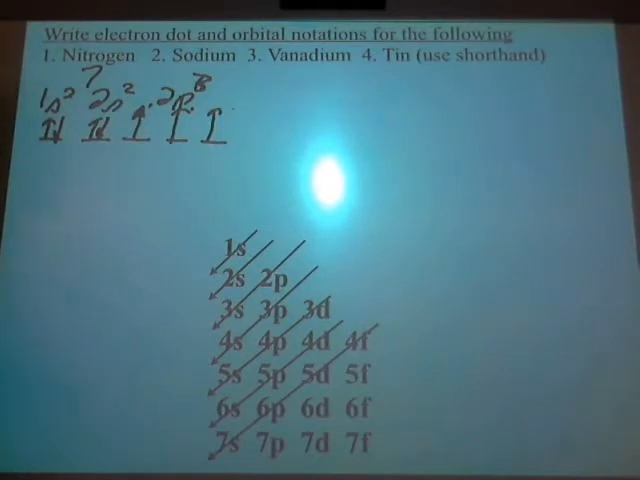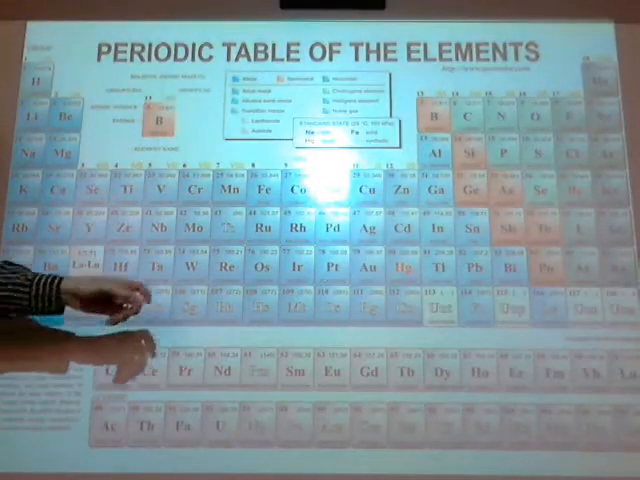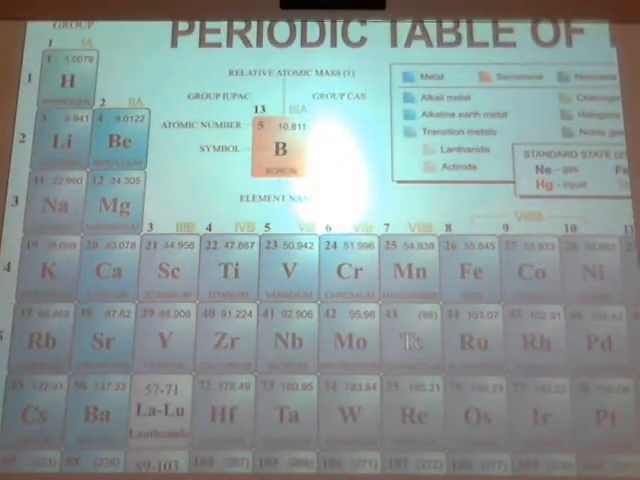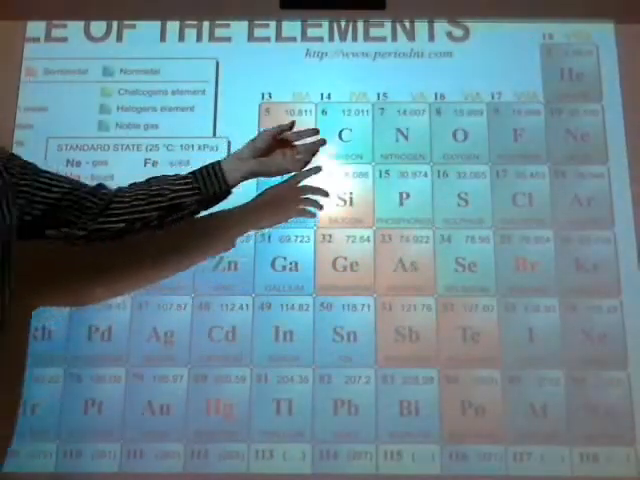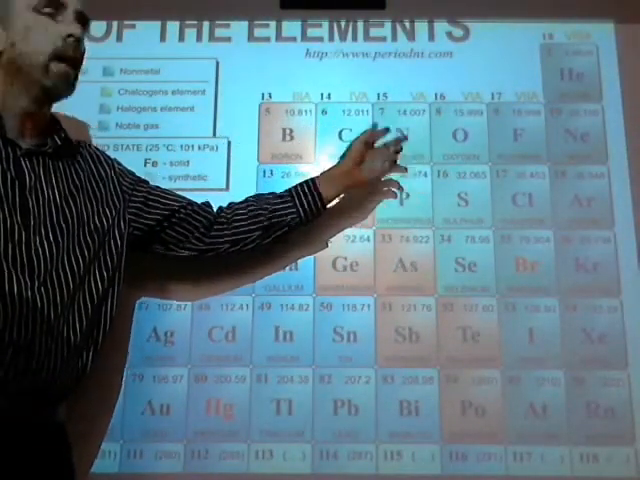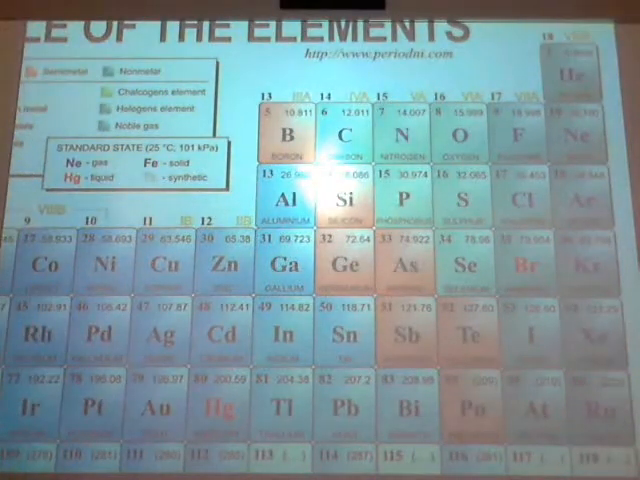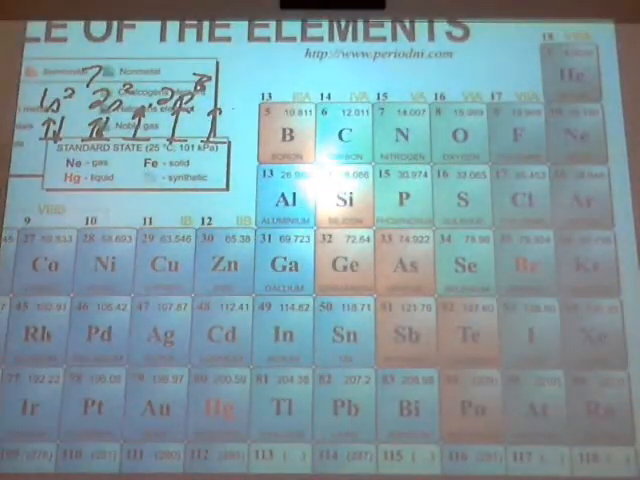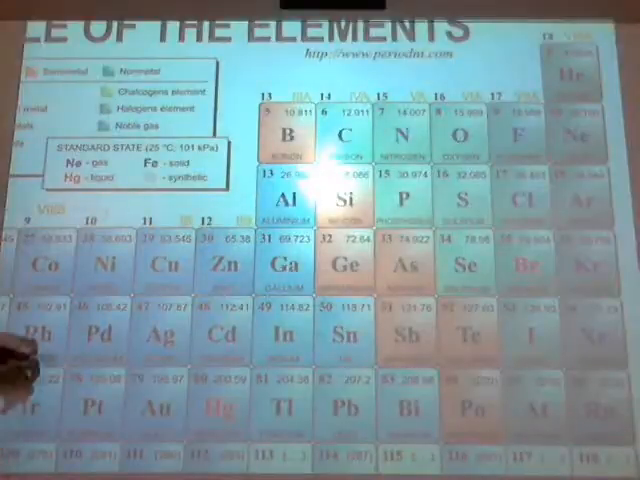Sodium has how many electrons? Well, look at your periodic table. Sodium is right here. So I zoom in on sodium. He has 11 electrons, right? Okay. Oh, and by the way, let's go back to nitrogen for a second. I didn't finish him because I had to do electron dot notation. How do I know what electron dot notation for nitrogen looks like? Well, if you look at him, he's basically in group what? 5, right? So he has 5 dots around him.